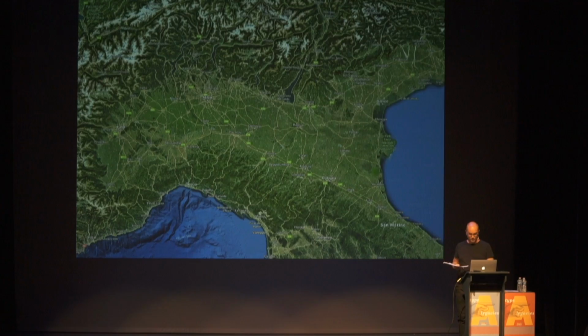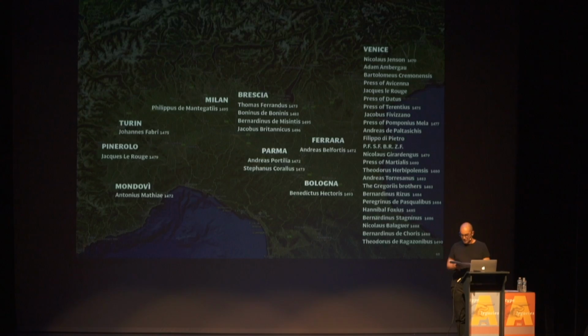So, summing up, the Jenson Roman is found in books printed by more than 40 printers before the end of the 15th century. Besides Venice, we find it in many other towns in northern Italy, as you can see here. The spread of Jenson's Roman was particularly intense in the 1470s, during Jenson's lifetime. Jenson died in 1480, after 10 years of printing, and in the 1470s about 20 presses employed Jenson's Roman.